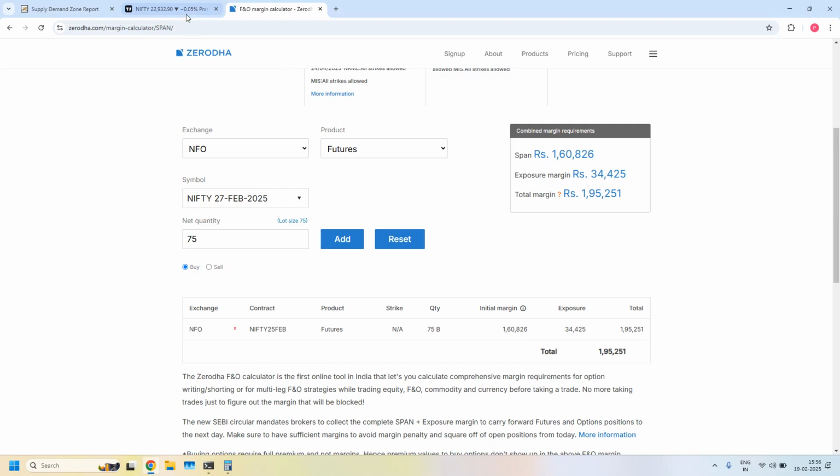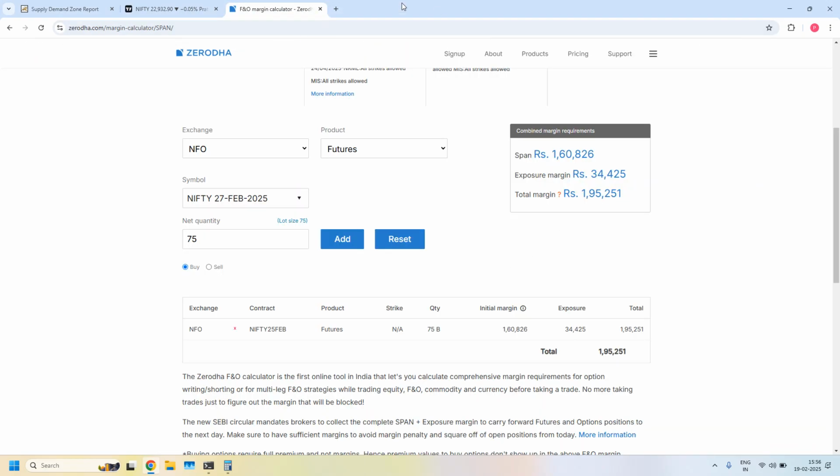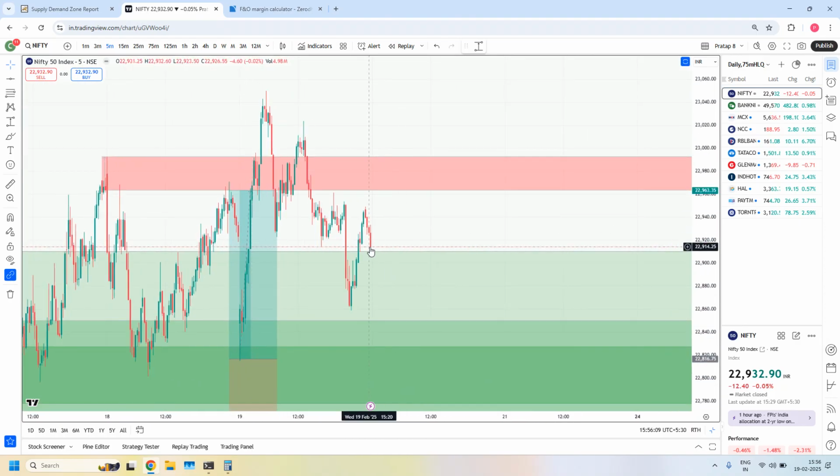Okay, further you need to check the margin value. What is the margin value? Current margin is 1,95,250. What is the current close? See the chart, this is the current close. But you would have taken your trade somewhere here. So when prices were here, definitely your margin value would be reduced. When prices are going up, margin value will increase.